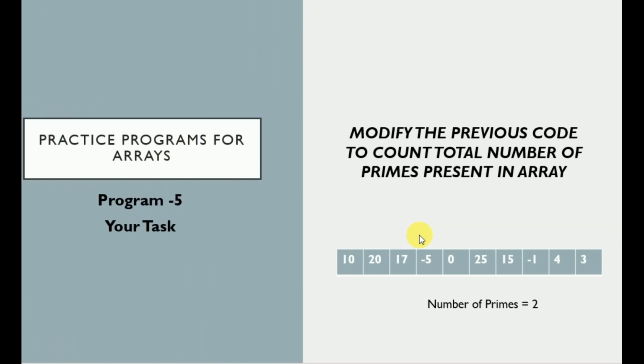Last task for you. Modify the previous code to count the total number of prime numbers present in an array. For example, here is an array. The total number of primes is 2. That is 17 and 3. I hope you will solve this problem.